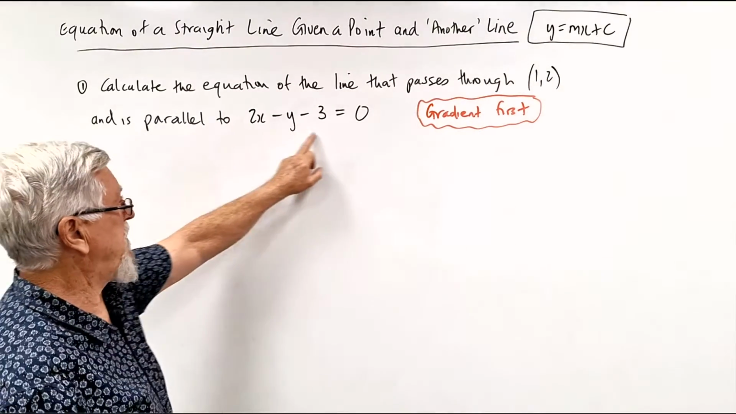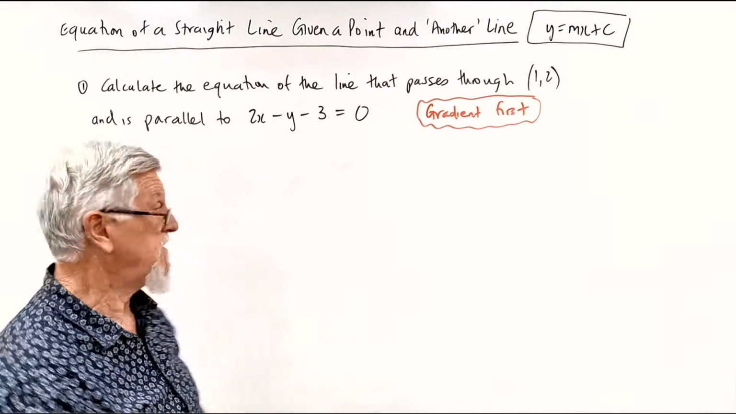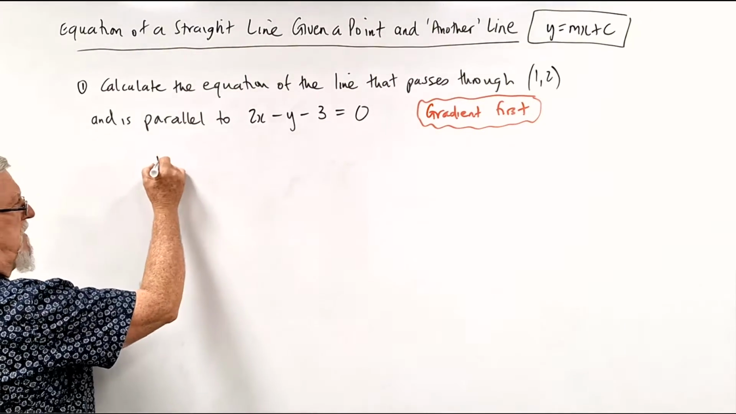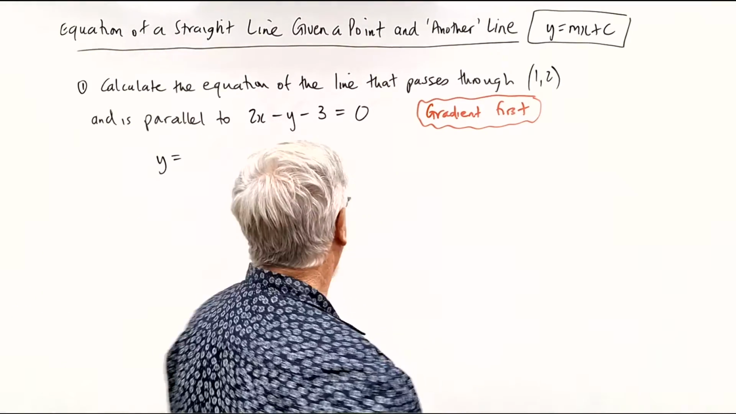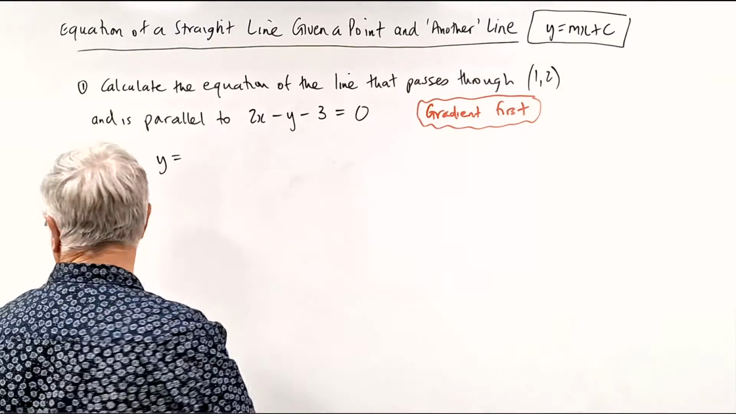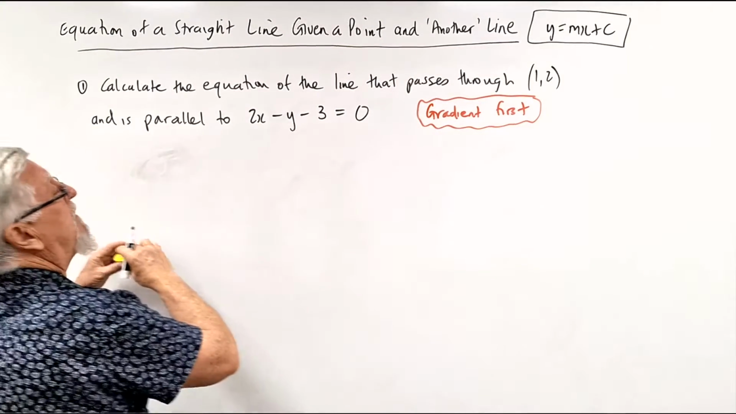So we have a little bit of a twist, that this line is not written in the form where we can just say this is the gradient. So first of all, you have to change it into the y equals form, which we call making y the subject. A lot of people have to fiddle around and get it right. So let's have a little bit of a go at it.